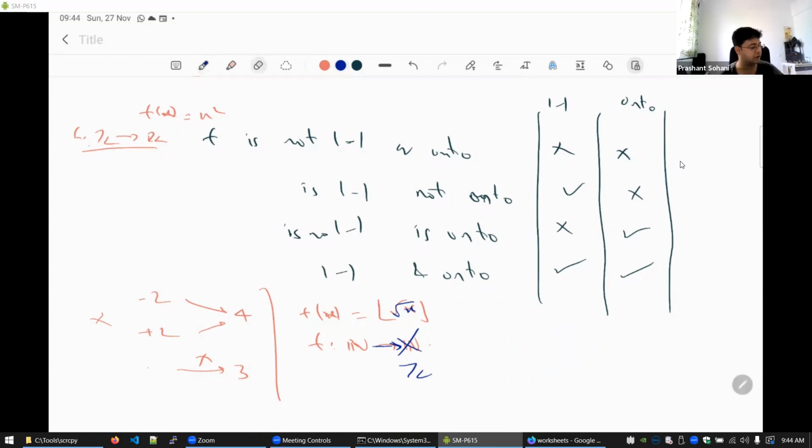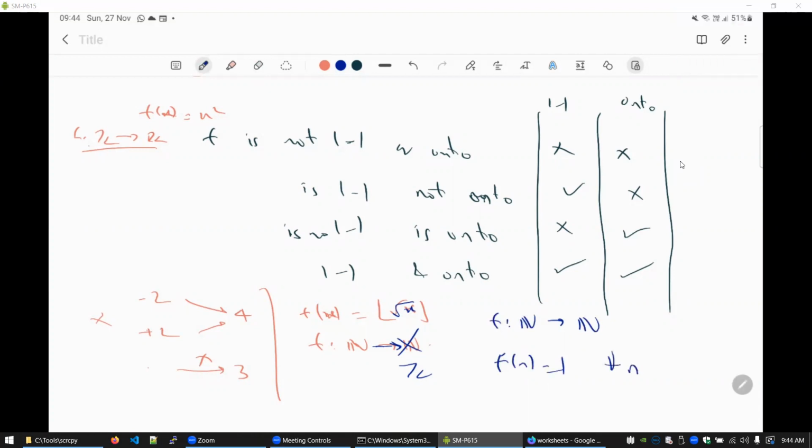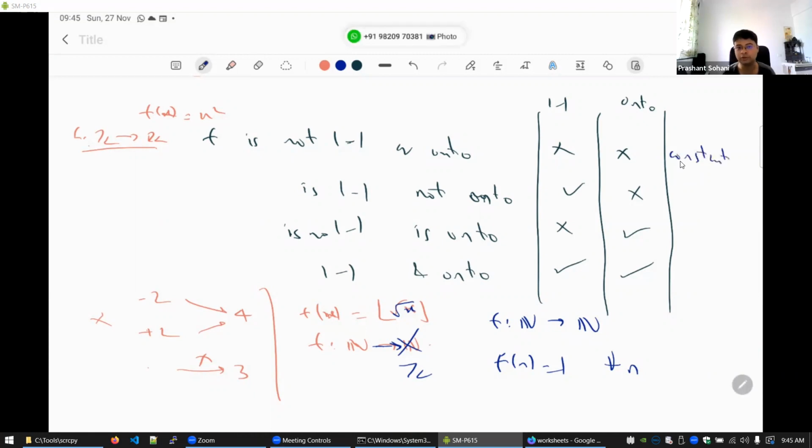Let f be on any domain, it doesn't matter. Let's say N to N, and f of n is equal to 1 for all n. Or f of x is equal to 1 for natural to natural or natural to integer. Do you see this? This is neither 1-1 nor onto. It's obviously not 1-1 because everybody is mapping to 1, and it's not onto because apart from 1, no other element of the second set will have any representation. So basically, a constant function can be useful here.